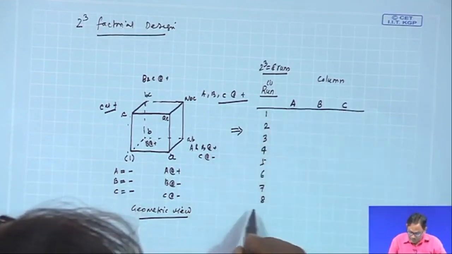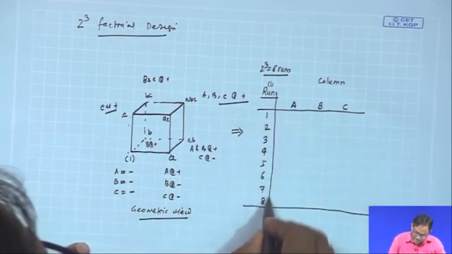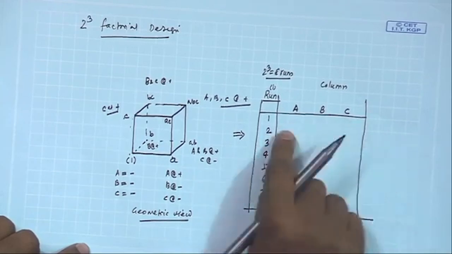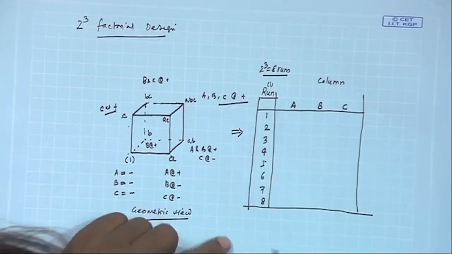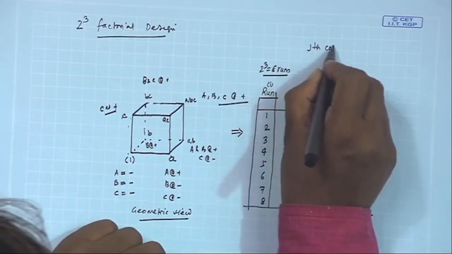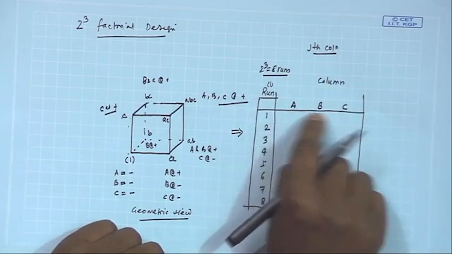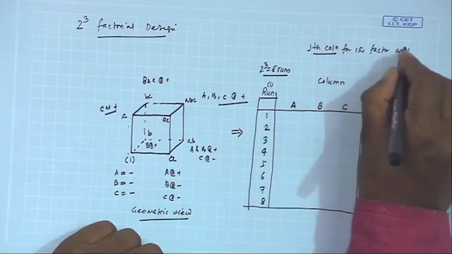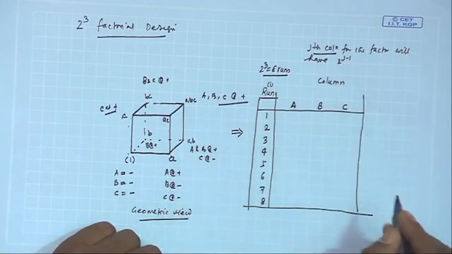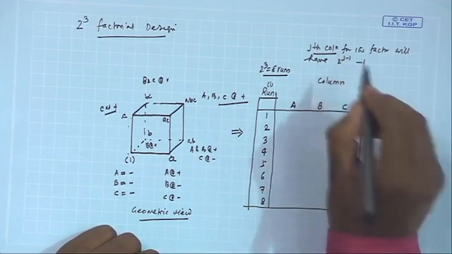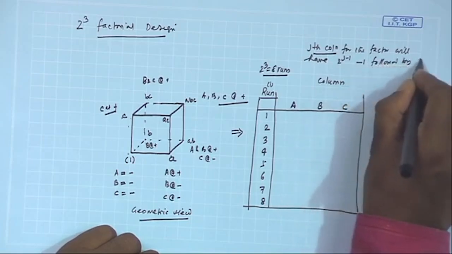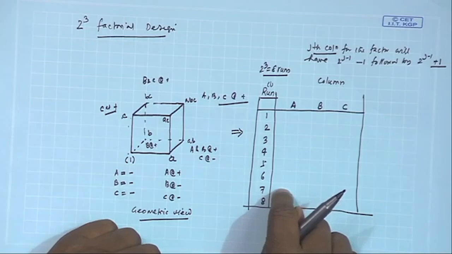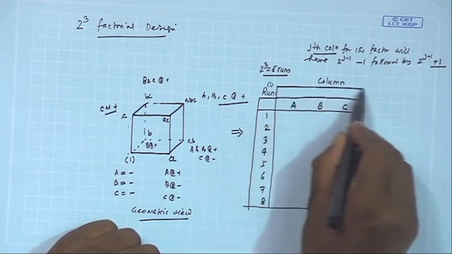We want to put against each of the runs the plus minus sign. For this, we will use a formula. The jth column, starting from A, B, C for the factors, will have 2 to the power j minus 1 minus signs, followed by 2 to the power j minus 1 plus signs. So, we start with 2 to the power j minus 1, and then this plus minus will be there.